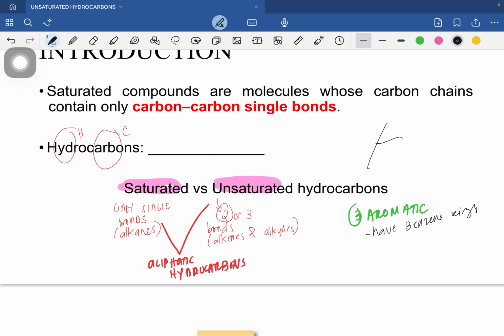So technically speaking, guys, there are two main types of hydrocarbons: your aliphatic and your aromatic. When we say aliphatic, they are usually linear in structure, they are acyclic in structure. And when we say aromatic, these are organic compounds that have the benzene ring, so they are circular in structure. Okay, so hydrocarbons are the simplest organic compounds.